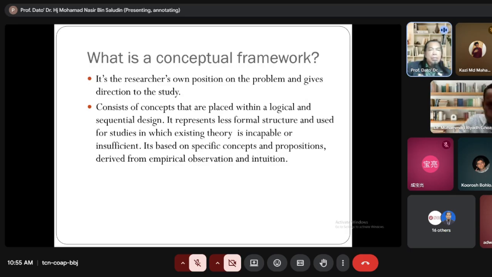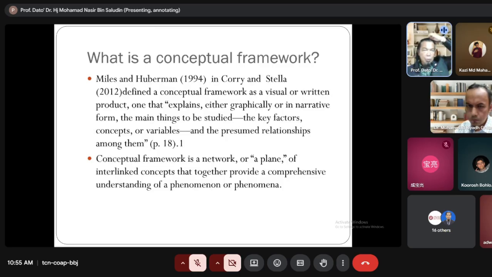It is the researcher's own position on the problem and gives direction to the study. It consists of concepts that are placed within a logical and sequential design. It represents a less formal structure and is used for studies in which existing theory is incapable or insufficient. It's based on specific concepts and propositions derived from empirical observation and intuition. What is a conceptual framework?